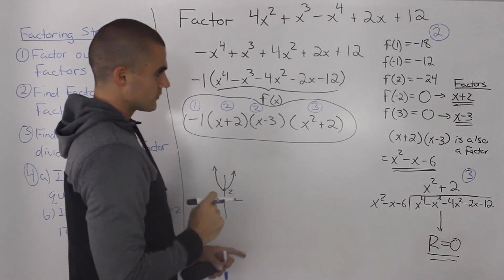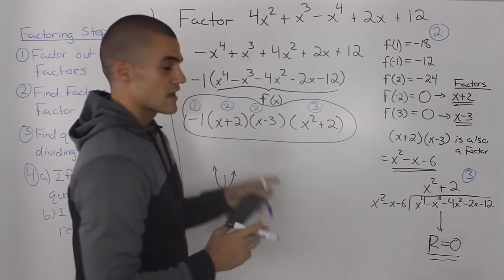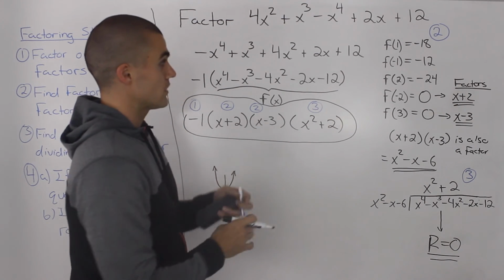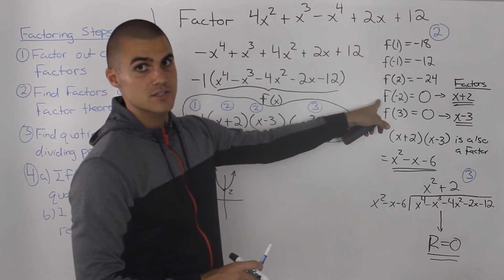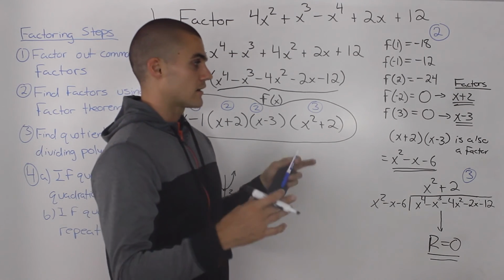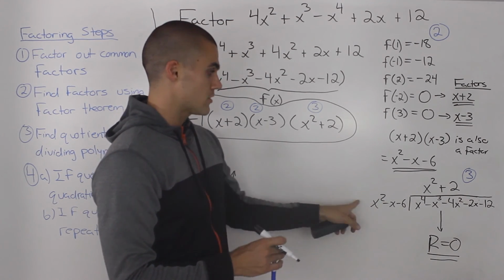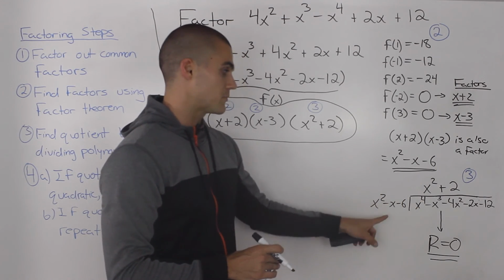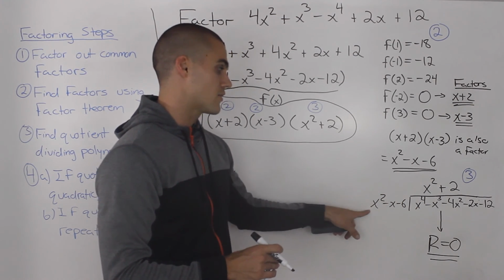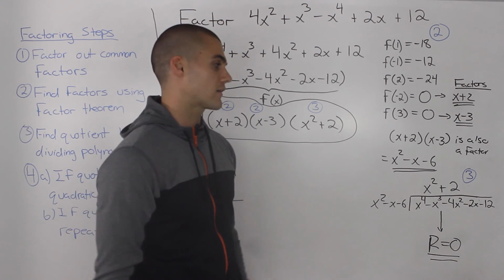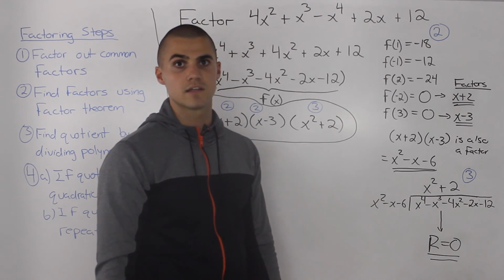So again, to save yourself time, in step 2, if you can find 2 factors, then combine them, and then in step 3, you can divide the remaining polynomial by the polynomial for when you combine the factors, and it will just save you steps in the long division.